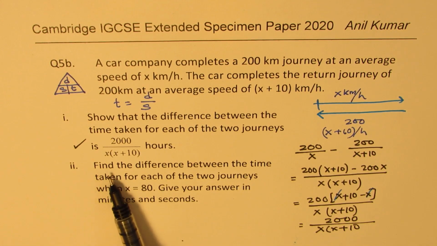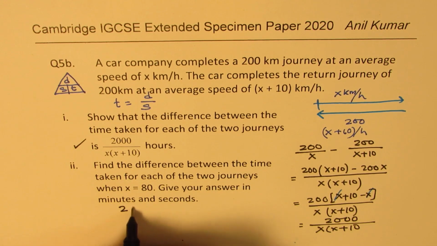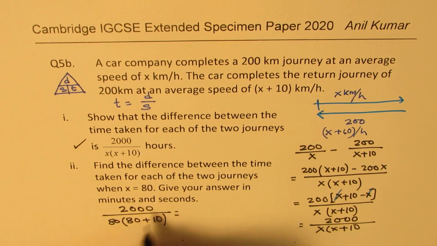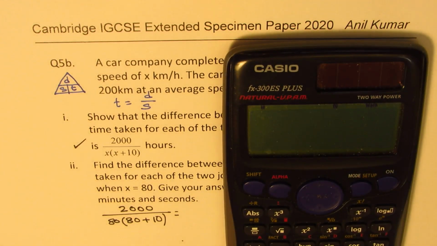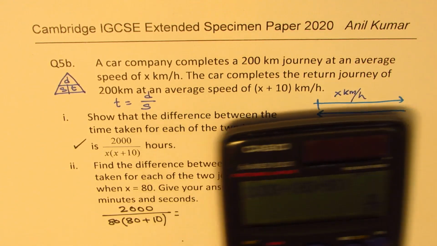Now part B is: find the difference between the time taken for each of the two journeys when x is 80. So basically just substitute 80 here. We get 2000 divided by 80 times (80 plus 10), so that is your answer. So 2000 divided by 80 times 90. Within brackets, let's write 80 times 90. And that gives you 5/18.